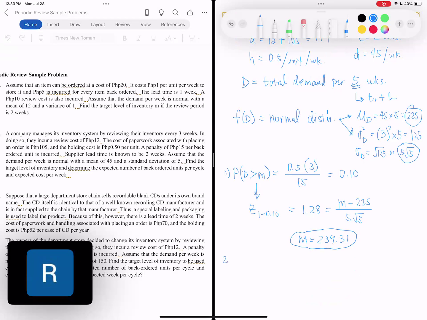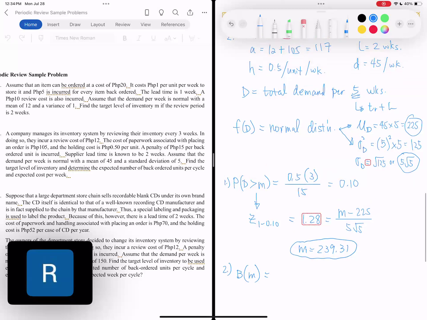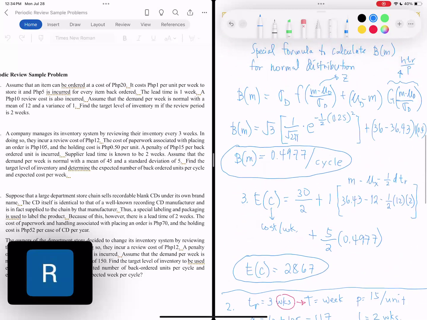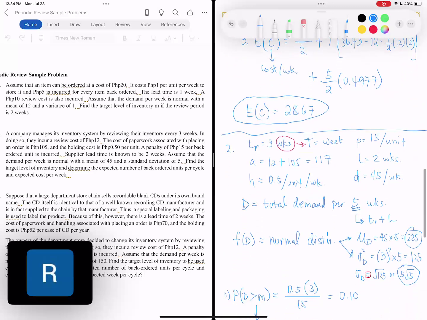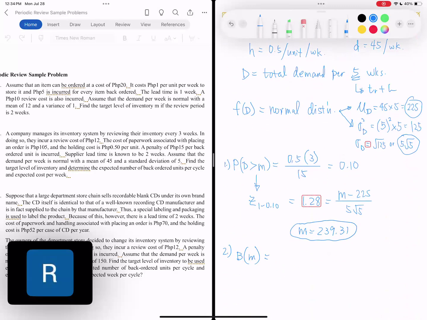Then next, you do the BM. As I've said, BM, if it's a normal distribution, you go straight to the special formula, and that will be sigma. You follow this formula over here. Screenshot if you need to. Follow that formula. So we go straight to sigma of D, which we have calculated to be 5 times the square root of 5. So that's your sigma.